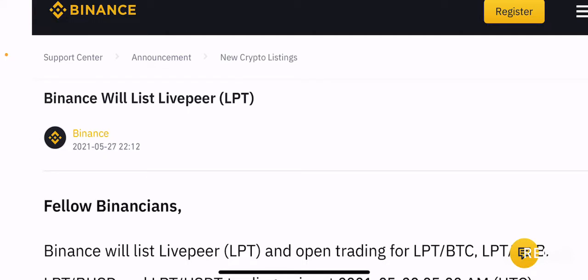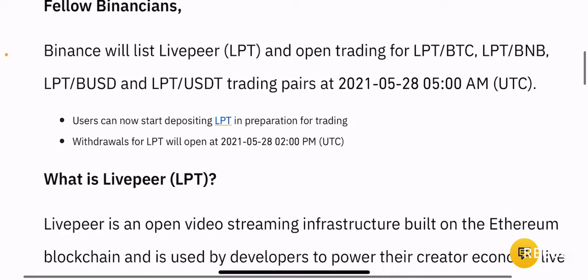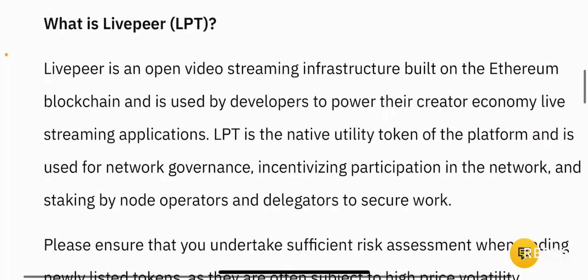In this episode, we're going to talk about a new listing that Binance made yesterday, and this is for the project called Livepeer, or the LPT token, right? Again, the announcement reads as follows. Binance will list Livepeer LPT and open trading for LPT/BTC, LPT/BNB, LPT/BUSD and LPT/USDT trading pairs. Users can now start depositing LPT in preparation for trading, right? Withdrawals for LPT will open on the 28th, which is today, and the timing is 2 p.m. UTC, right?